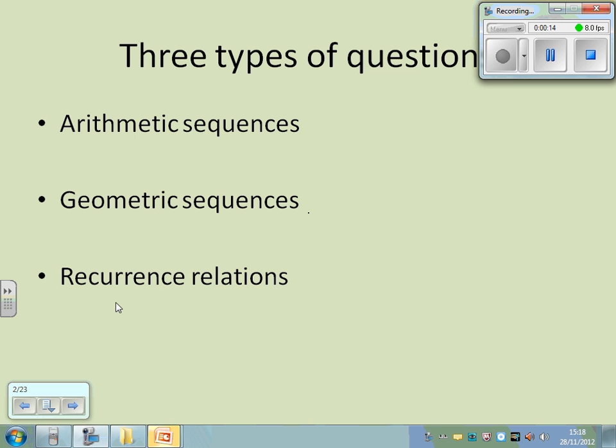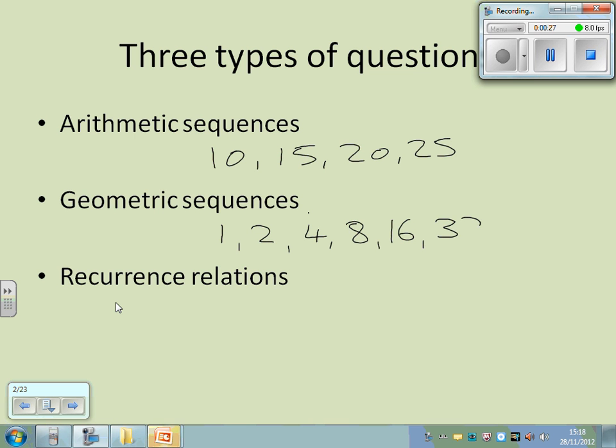Arithmetic ones, where the sequence must go up by the same amount each time, for example here just going up by 5 each time. Geometric sequences, where the sequence multiplies by the same number each time. For example here, we're just timesing by 2 each time. And recurrence relations, where we do the same thing each time. So for example here, starting at 1, times by 2 and add 1 goes to 3. Times by 2 and add 1 goes to 7. Times this by 2 and add 1 goes to 15. That's the third type that we'll look at as well.